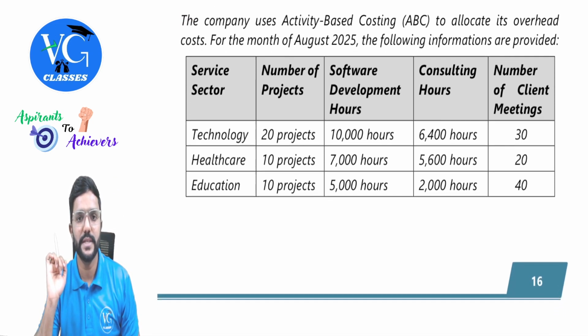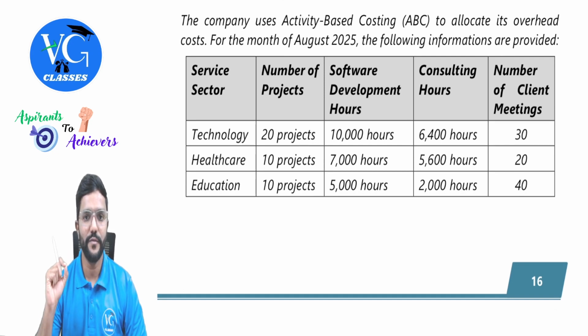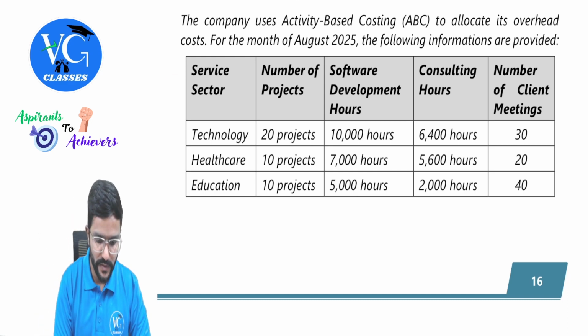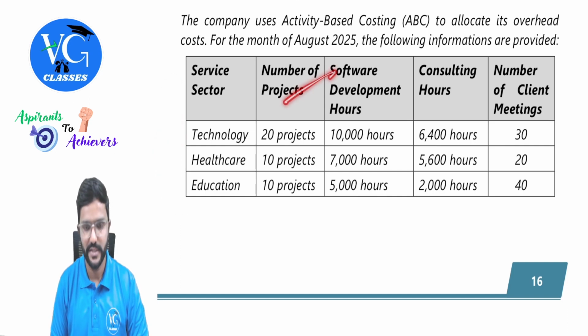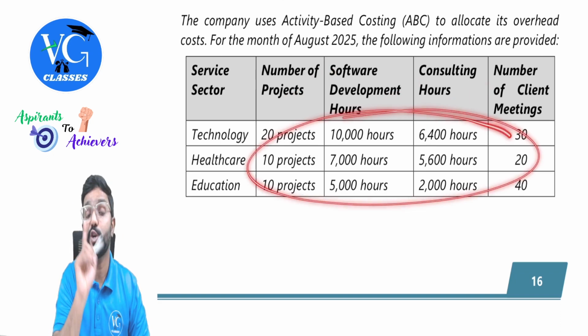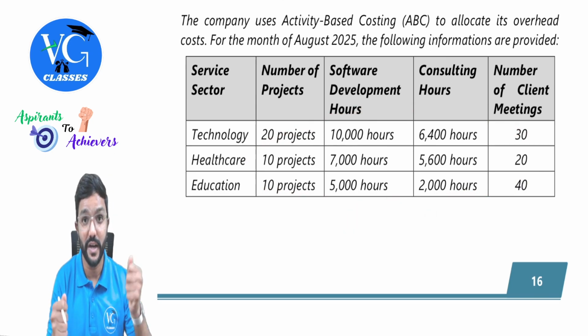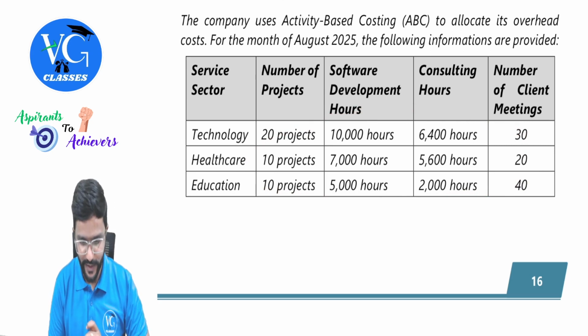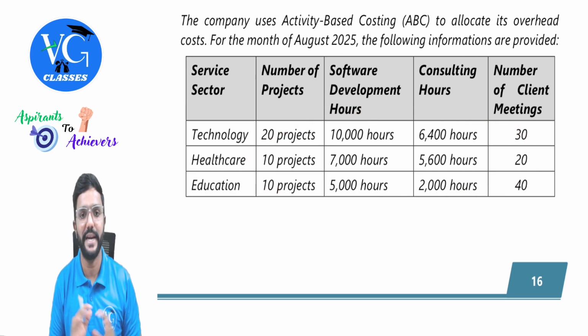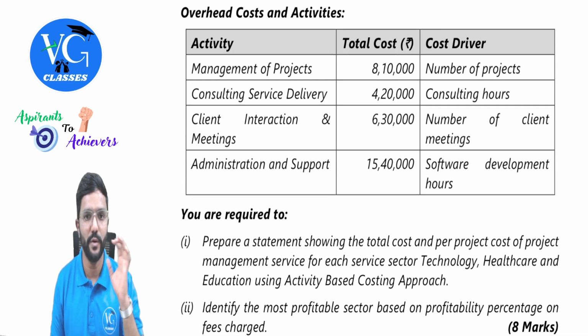Next, the company uses activity-based costing, that is ABC, to allocate its overhead cost for the month of August 2025. The following information is provided. Service sectors, number of projects, software development hours, consulting hours, number of client meetings. Guys, you can see none of this information is about cost. So that means these are what? Drivers, what driver? Cost driver. So this would be cost driver data, guys. As soon as you read the information, you should be able to decode it.